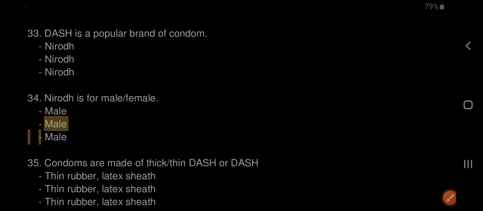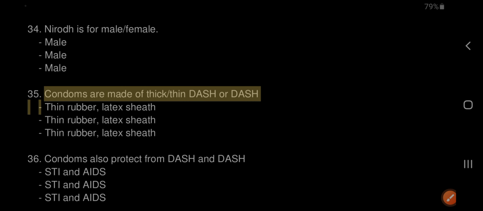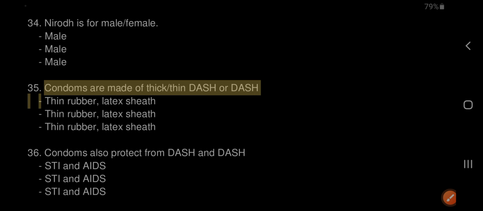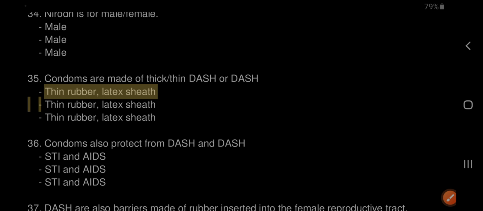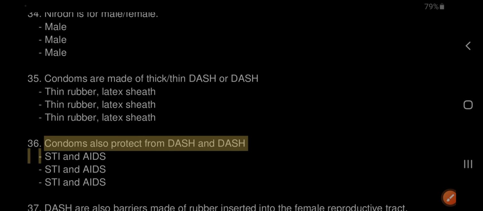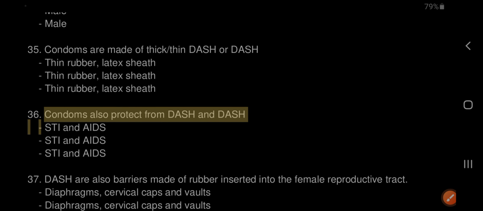35. Condoms are made of thin rubber or latex sheath. 36. Condoms also protect from STIs and AIDS.